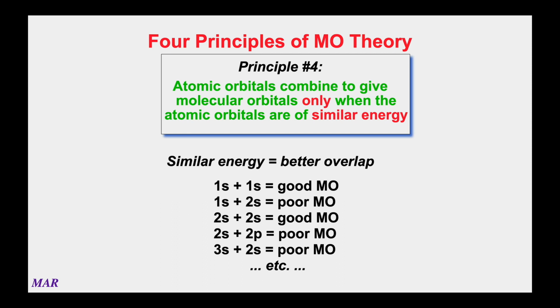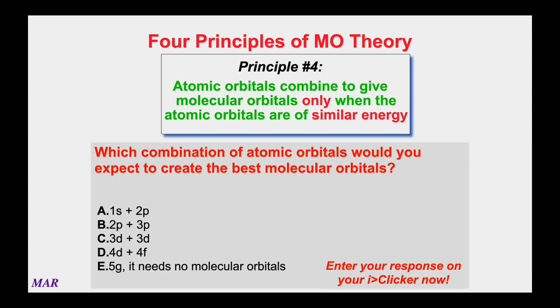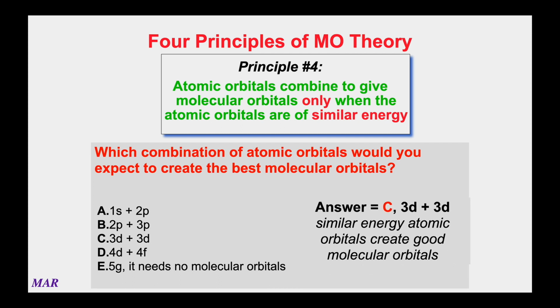So what combination of atomic orbitals would you expect to create the best molecular orbitals? And again, you want to try and pick the ones which are closest to each other as possible. So 1s and 2p? No, I don't think so. 2p and 3p? Probably not. But 3d and 3d, i.e. 2 that are the same, that's going to be a pretty good combination. Now, it's not that 3d won't mix with 4s or something like that, but the best mixing will be when they're like orbitals, 3d and 3d, just like 1s and 1s, etc.